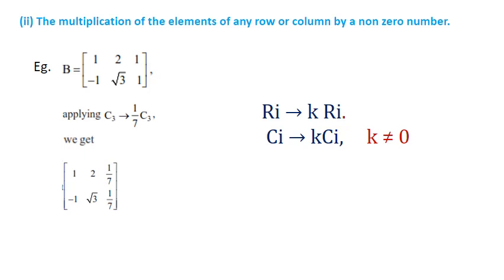So the general form of representing the multiplication of elements of any row or column by a non-zero number is: Ri changes to k into Ri, any row we can multiply with a k, where k is a scalar quantity, and Ci changes to k into Ci. Here k is not equal to 0. k must be a non-zero number, and this is the general representation of the transformation.